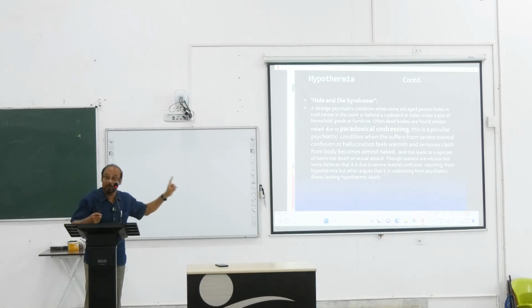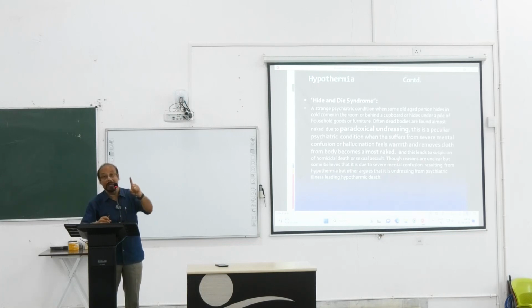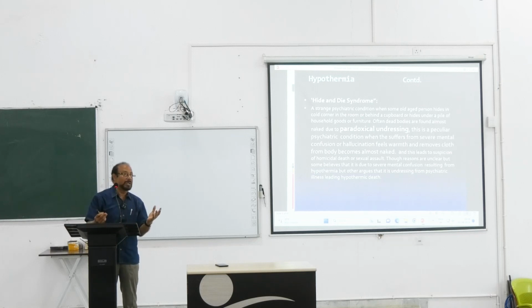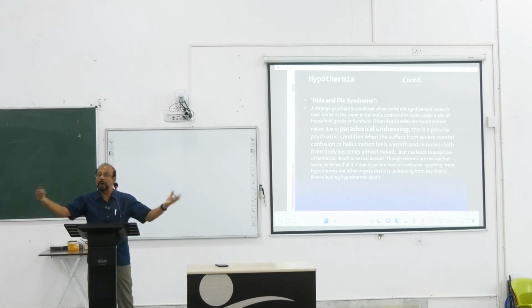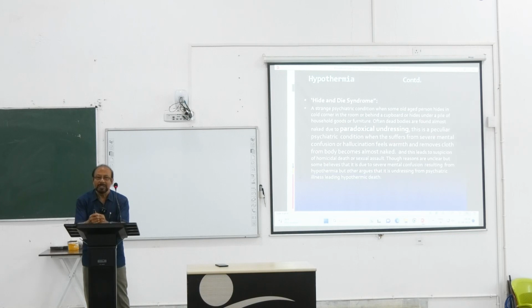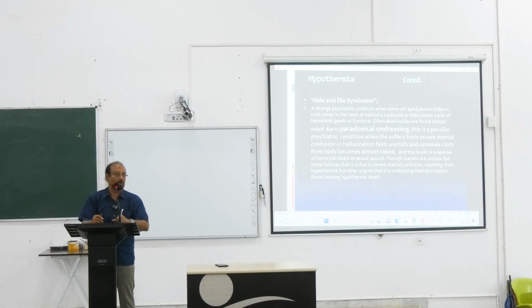But this situation is a peculiar psychiatric situation, hide and seek, where the patient forgets what to do. Rather, he slowly starts taking off his clothes. That is paradoxical undressing. When he should take action, like getting a blanket or clothes, he does not, and he goes slowly towards a corner, hides himself in the corners, in piles of furniture and all these things. Even without protection, he is further exposing himself to the cold.